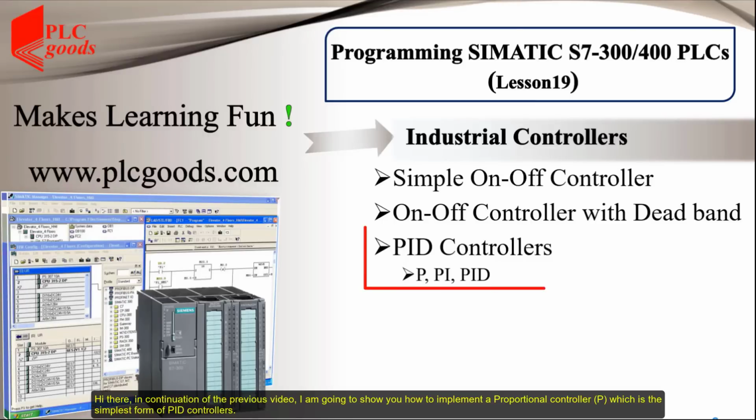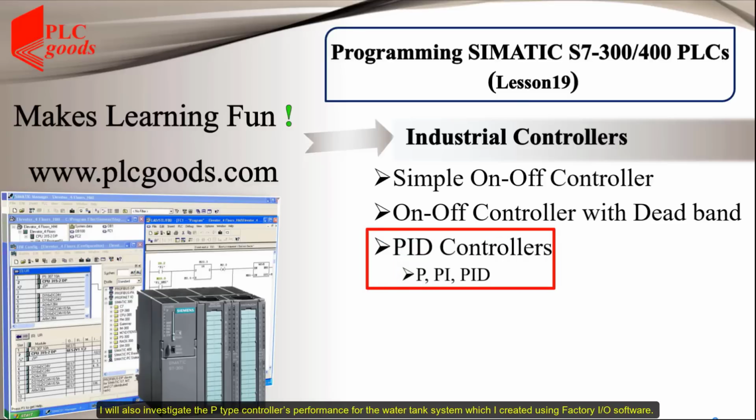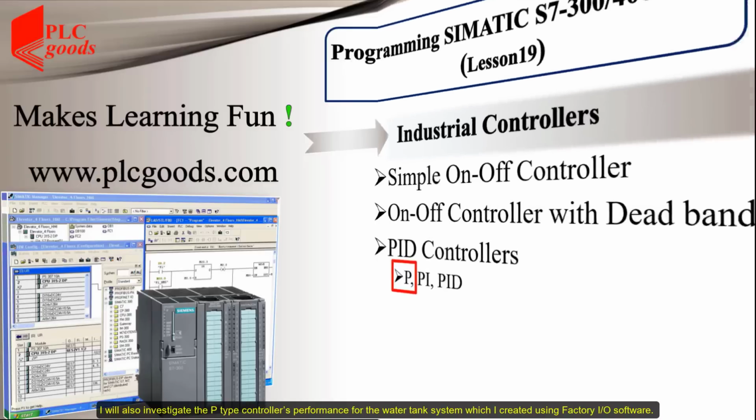Hi there! In continuation of the previous video, I am going to show you how to implement a proportional controller, P, which is the simplest form of PID controllers. I will also investigate the P-type controller's performance for the water tank system, which I created using Factory IO software.